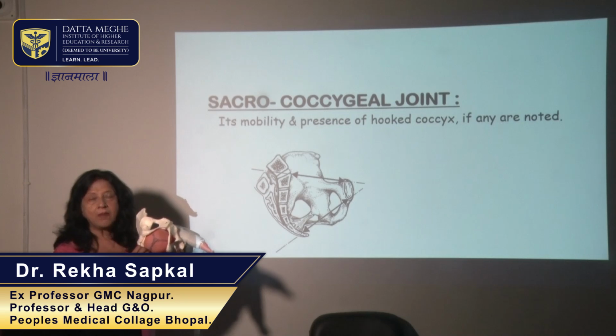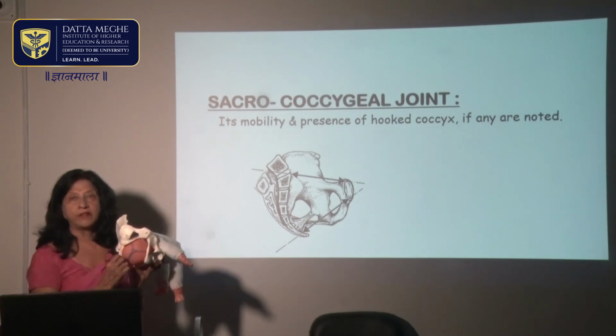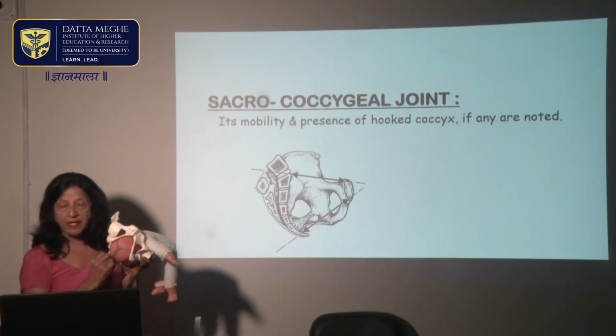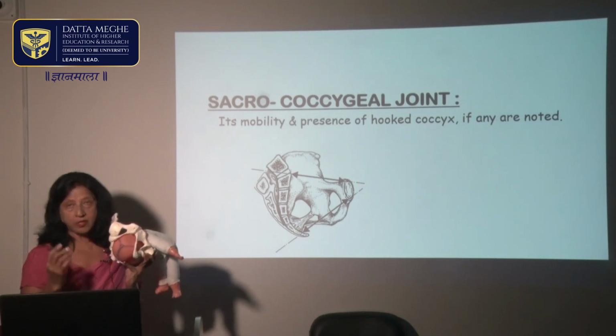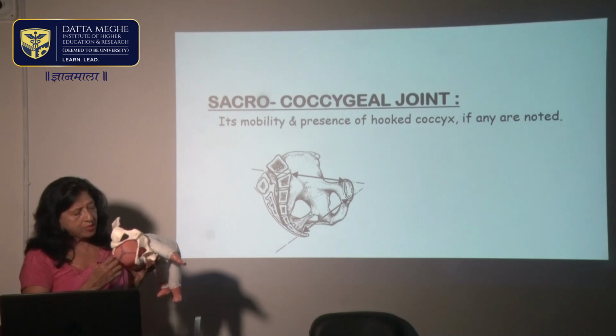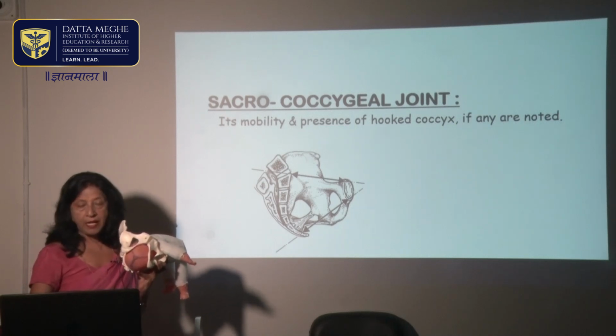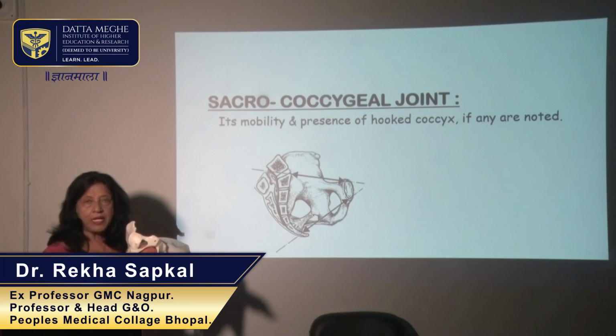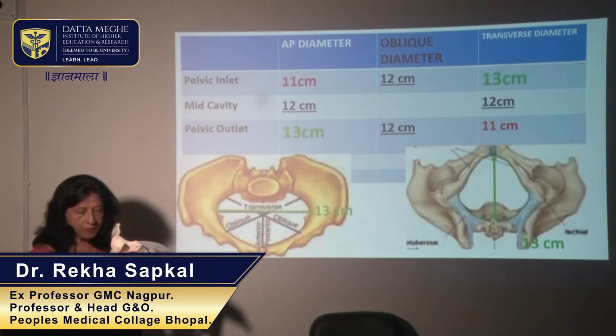Then one more thing is the mobility of the sacrococcygeal joint, which is very important in labor. If it is mobile, then the outlet is okay, but if it is relatively fixed, fixity hampers the extension of the head in labor, and that is a problem here. So, mobility of the sacrococcygeal joint should also be assessed.